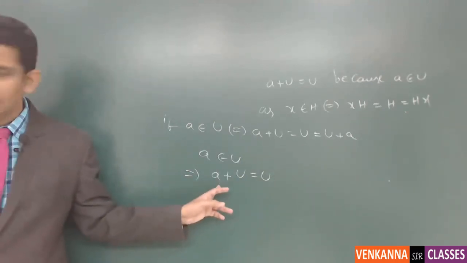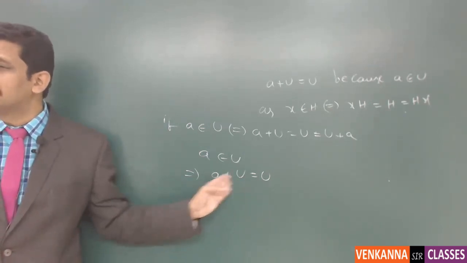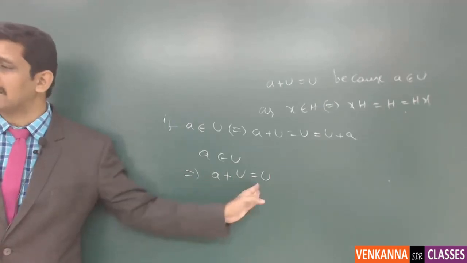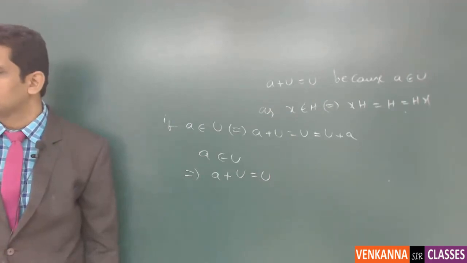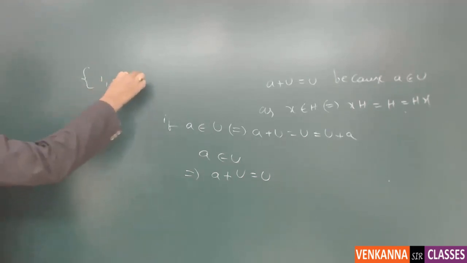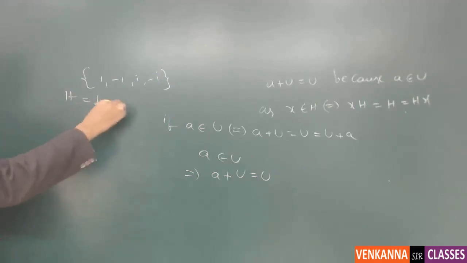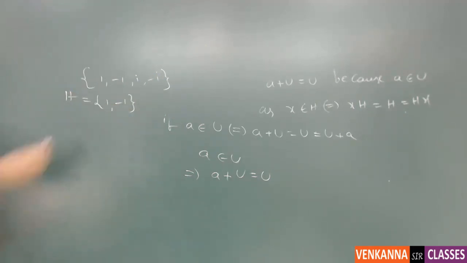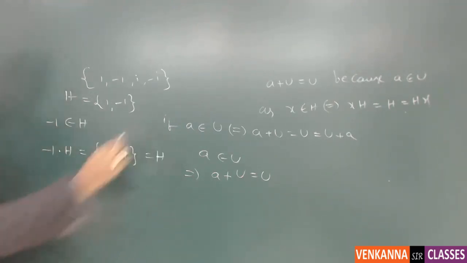See here, a plus U is nothing but you are calculating a coset. If the element is present in the set, the coset and the set both are equal. This is the example you have done already, isn't it? If you want a small example, the very fundamental example in group theory we have taken earlier: take H equal to {1, -1}. Here the element -1 belongs to H. Now -1 dot H is nothing but {-1, 1}. This is nothing but H. Accepted?